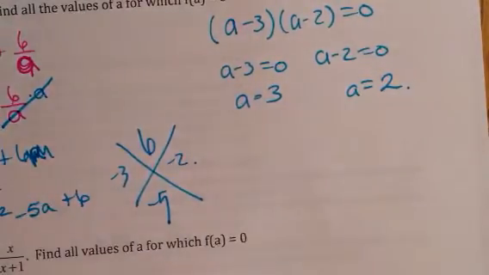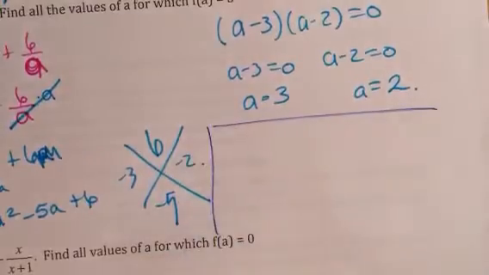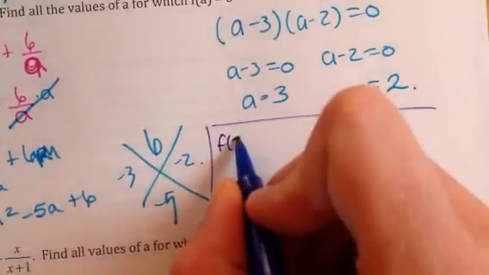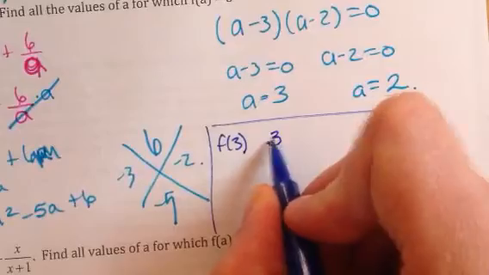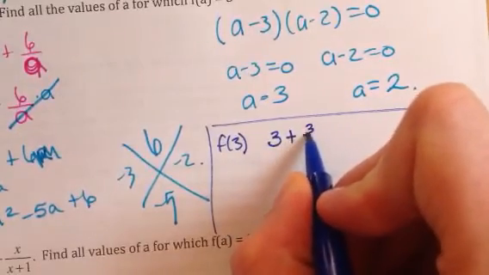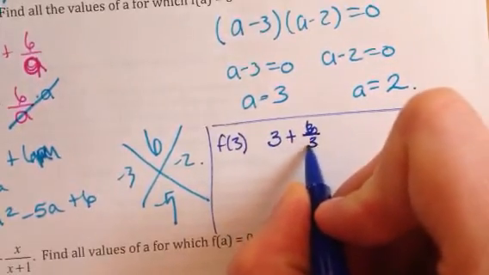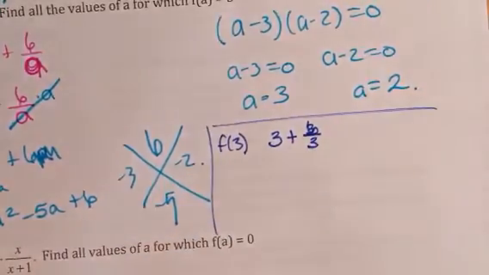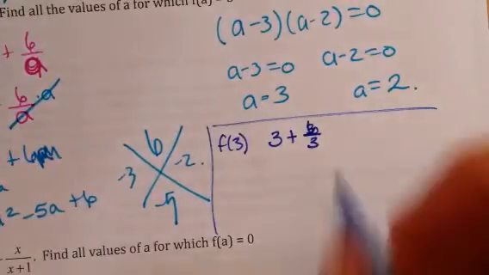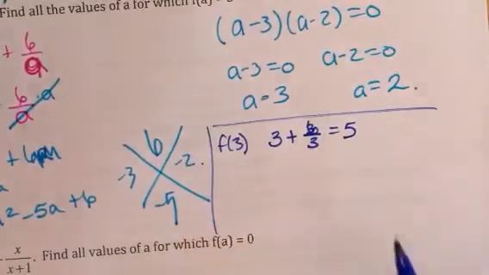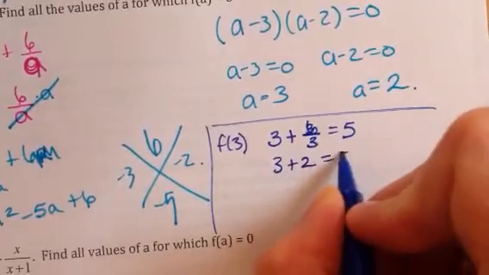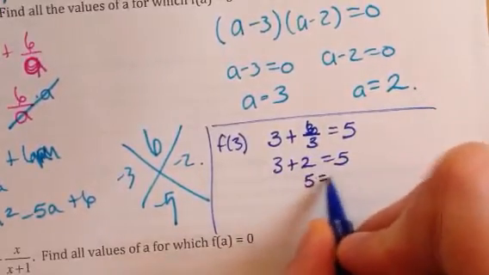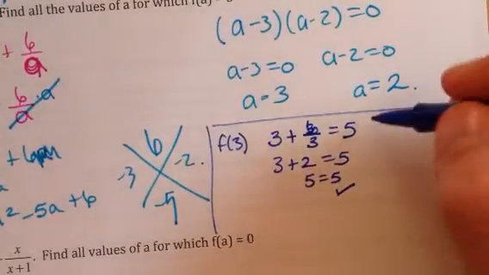So we have to check it then. So if we check f of 3 first, f of 3 would be 3 plus 6 over 3. What does this equal? Does it equal the 5 that we want it to equal? So 6 divided by 3 is 2, and 3 plus 2 is 5. So 5 equals 5. So 3 is a solution.